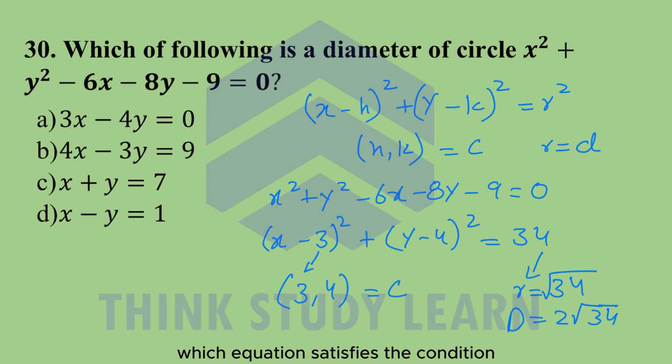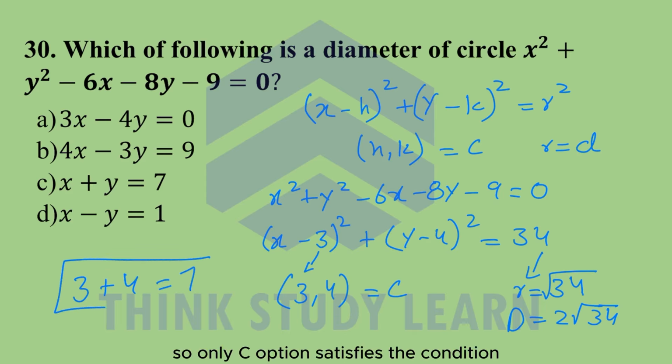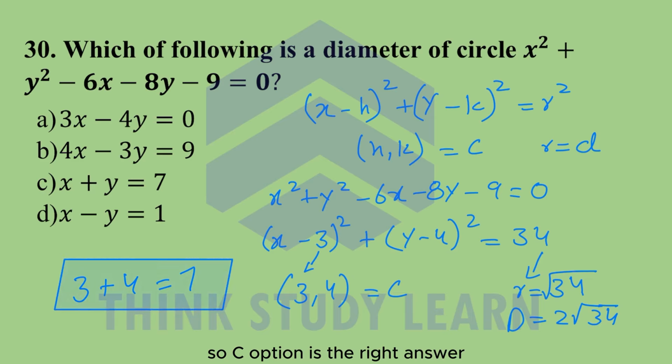But here we have to identify which option satisfies the condition. So putting the value of the center of the circle in the options, we will see which option satisfies the condition. If we put the value in the C option here, 3 plus 4 is equal to 7. So only C option satisfies the condition. So C option is the right answer.